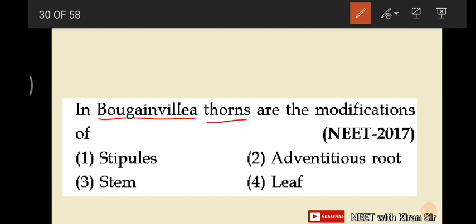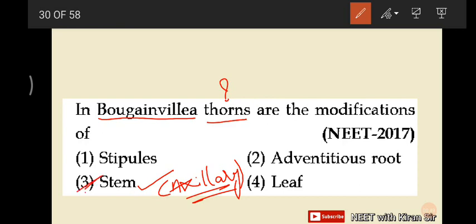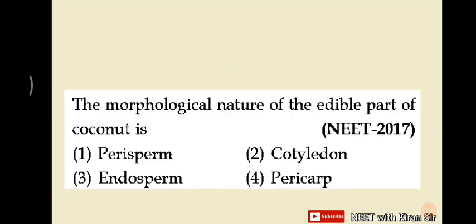So thorns are the modification of stem, that is nothing but axillary buds. They are the modification of axillary bud and meant for the protection purpose. Hence it is number 3. That is, they are basically modified stem. So remember, thorns of the bougainvillea are modified stem which are meant for protection.